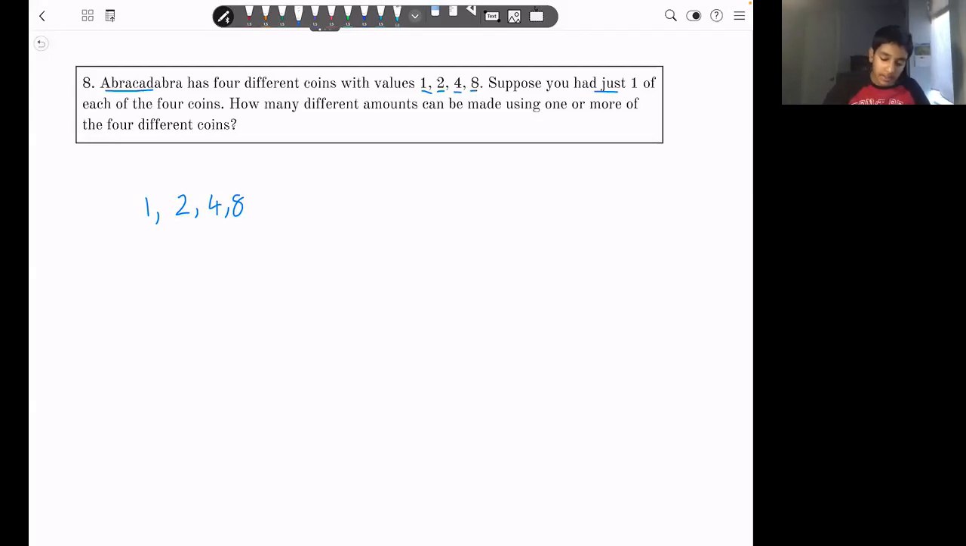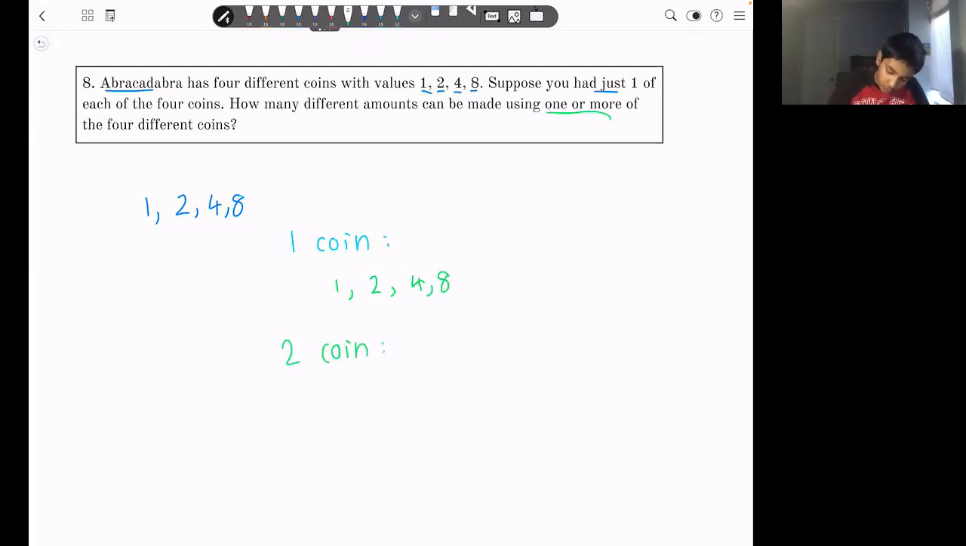So what are the possibilities? I'm going to do this 2 ways. I'm going to first do the more intuitive way. So suppose you just had one, how many different amounts? Let's just do some cases. Let's just say we only had 1 coin. If you only had 1 coin, well, we can only have 1, 2, 4, or 8, right? We have to have 1 or more. We can't have 0.